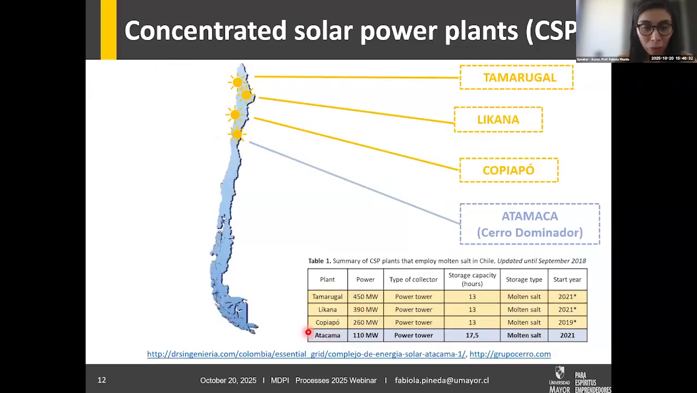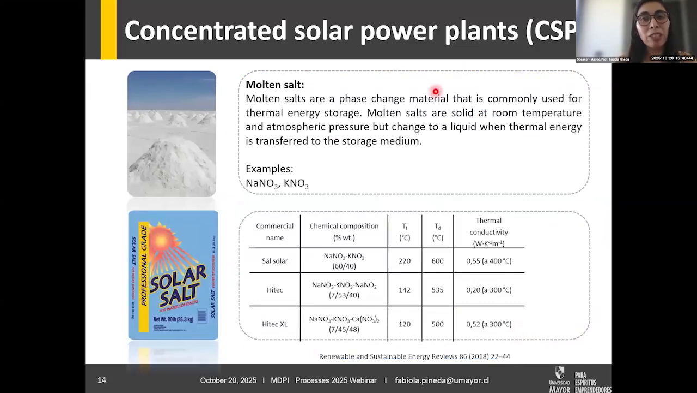So we have 4 different plants. They have different power. All of them has a tower. They have different storage capacity, and they use molten salts. And what is a molten salt? It's a phase change material that is used in this type of applications, and it is used to store solar energy. Normally, in this type of application, it is used a binary mixture of nitrates called solar salt. This is how the mixture looks like, and this is produced also in Chile.